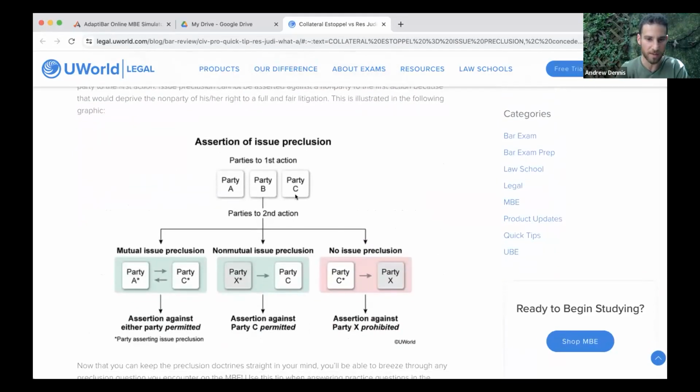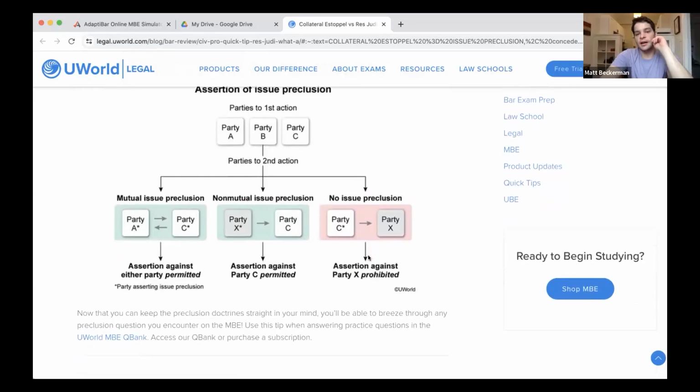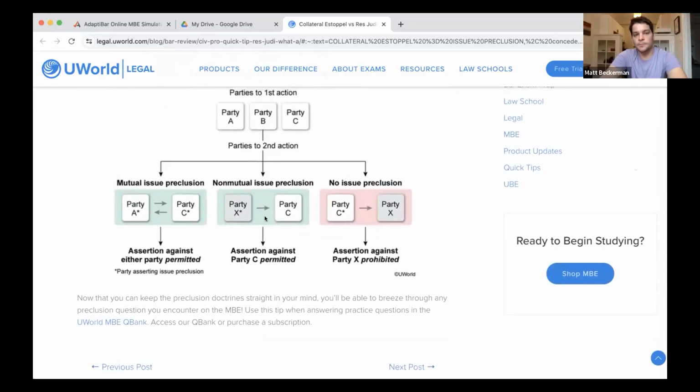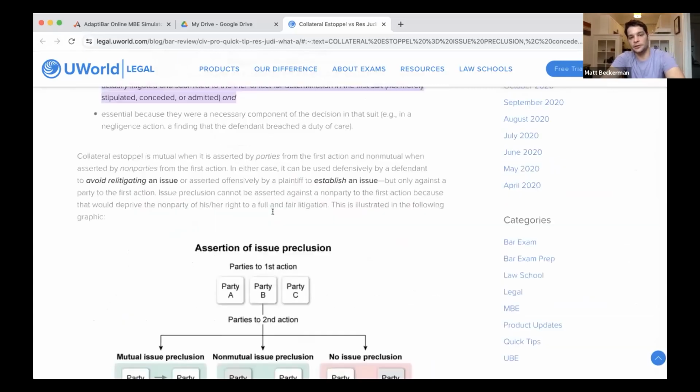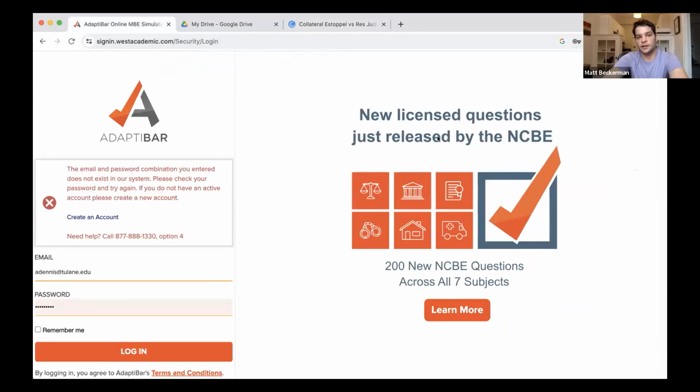So issue preclusion, we have A, B, and C. So here are the parties. Mutual, A and C, because they're both the same. Non-mutual, we have one party the same because X is in it. And then here, there's no issue preclusion because C and X... So yeah, because X was not in the first suit, so you can't preclude them from raising any defense or claim. Exactly. C was in the first suit, so even though X wasn't in the suit, he or she potentially can preclude them from raising a claim or defense. Okay, cool. Potentially, because sometimes they don't allow non-mutual offensive collateral estoppel.